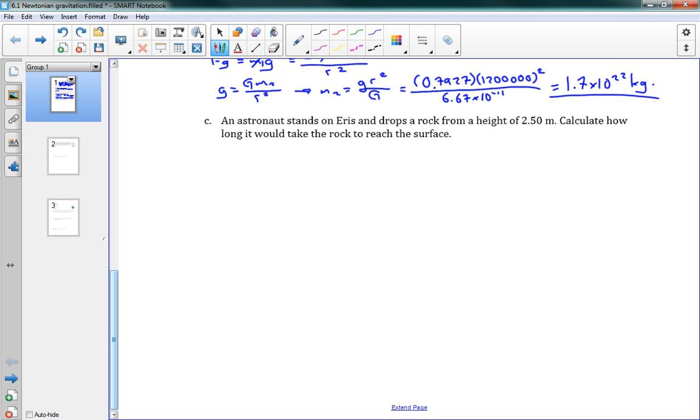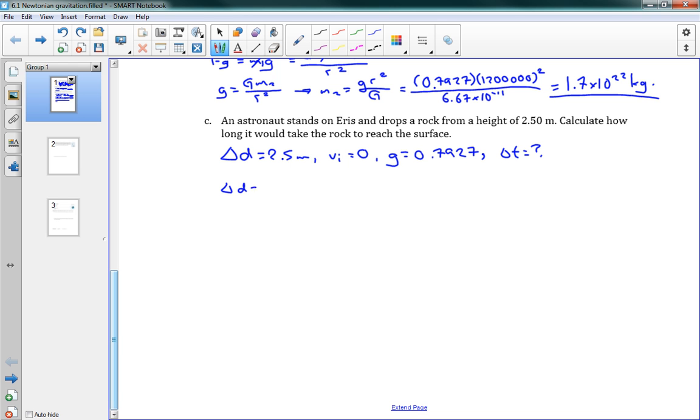Last piece here, an astronaut stands on Eris and drops a rock from a height of 2.5 meters. We want to see how long it would take the rock to reach the surface. Well, we have delta d is 2.5 meters, and we want to find delta t. We know again that vi is equal to 0, and now we have our acceleration. g is 0.7927, and we're trying to find delta t.